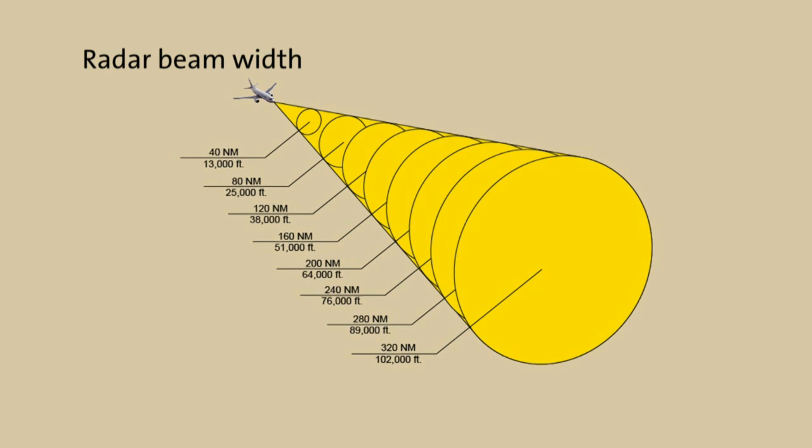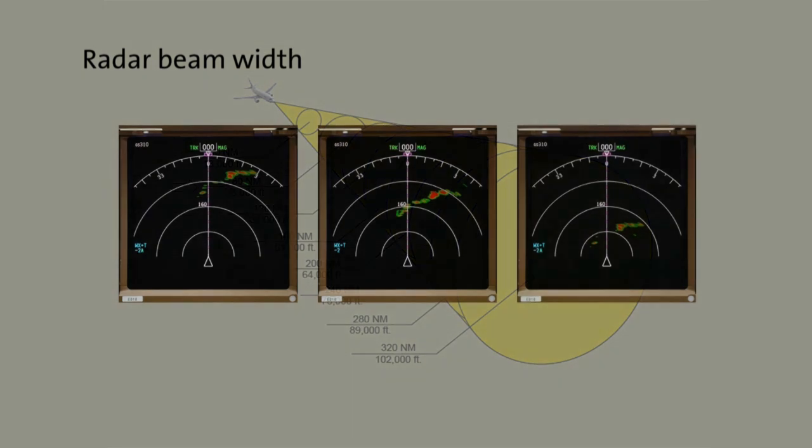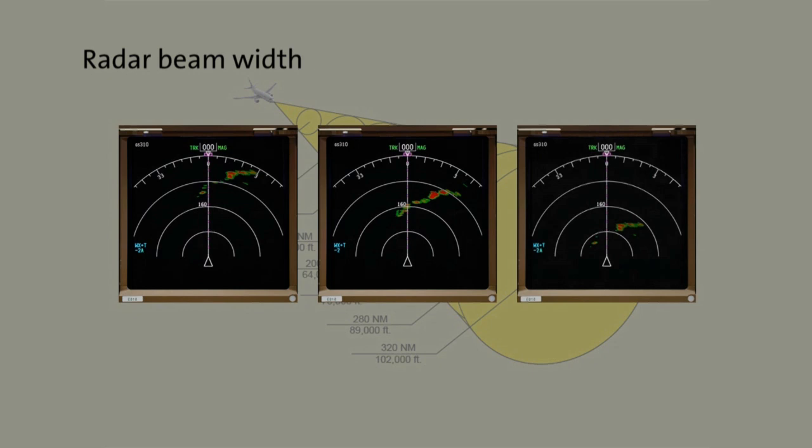A quick note on radar beam width. Although a 3-degree radar beam is pretty narrow, the fact is that at 80 nautical miles it is already 25,000 feet in diameter. What this means is that even when the radar uses multiple scans, the height estimation of the cell becomes more and more coarse the further the cell is from the aircraft.